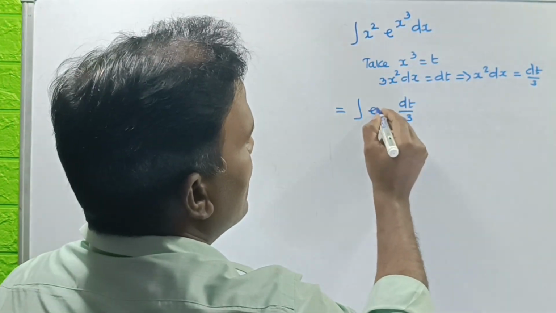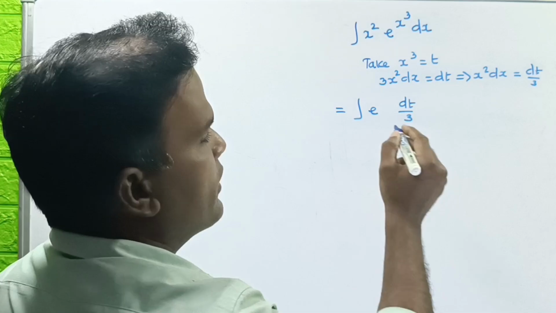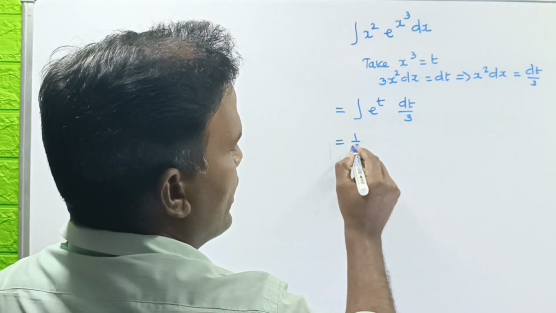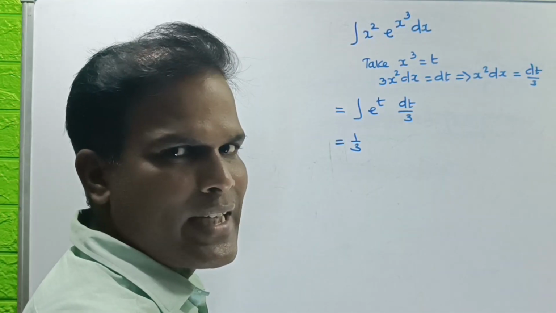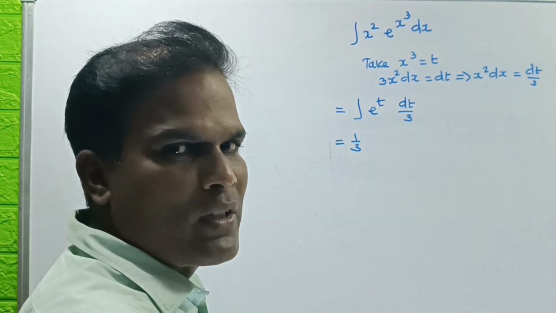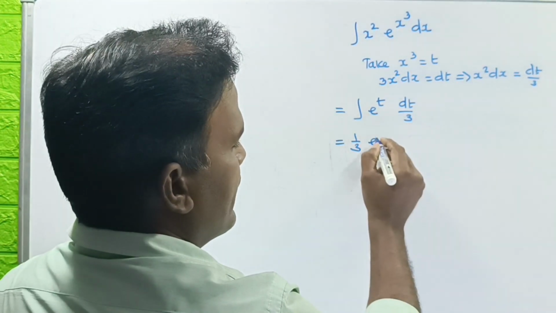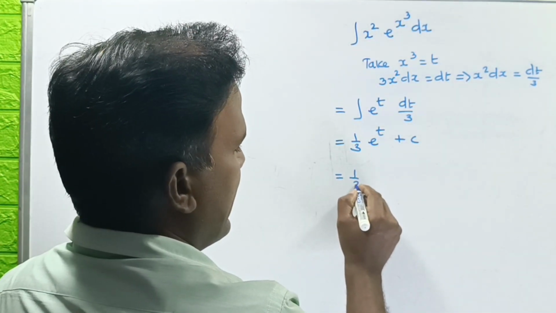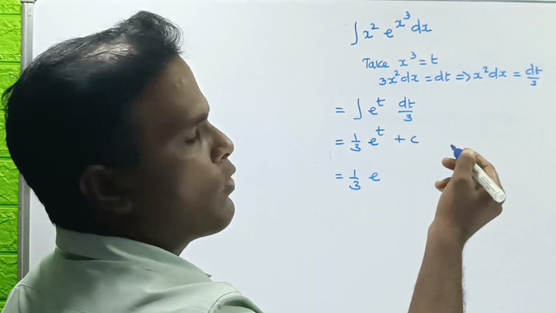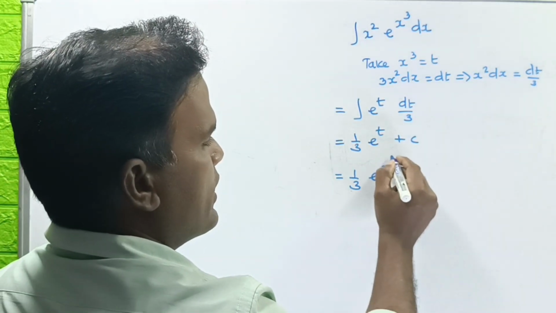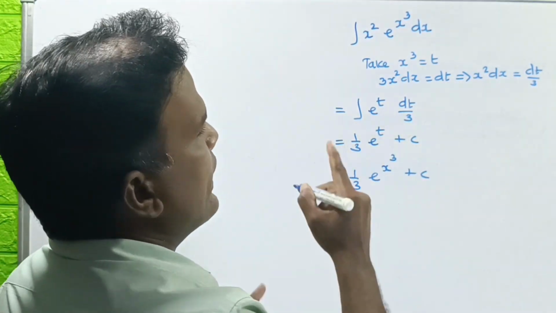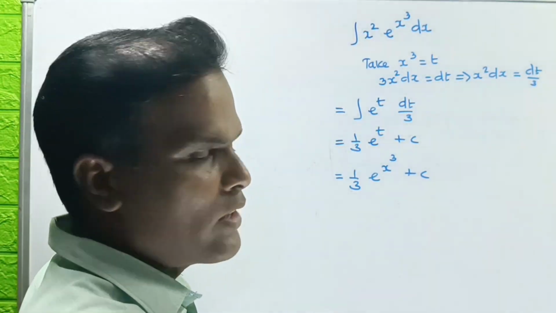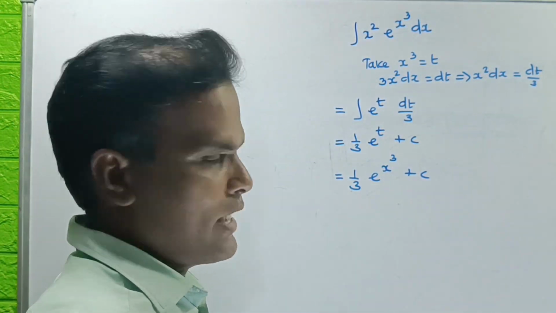Next, e power x power 3. What is the value of x power 3? That is t. Now take this 1 by 3 outside: 1 by 3 into integral e power t dt. So integral e power t dt is e power t plus c, constant of integration. So 1 by 3 into e power, what is the value of t here? x power 3. So integral x square e power x power 3 dx is 1 by 3 e power x cube plus c.